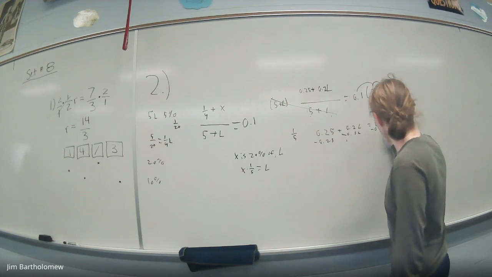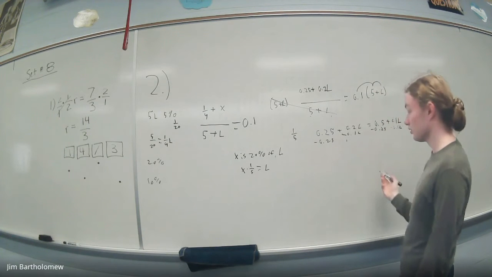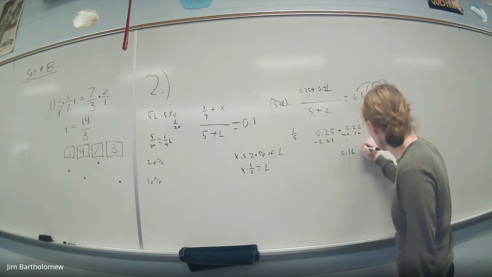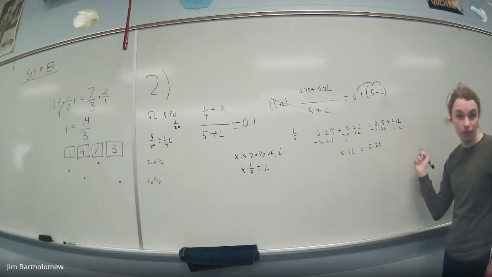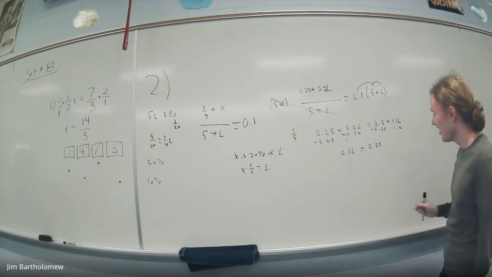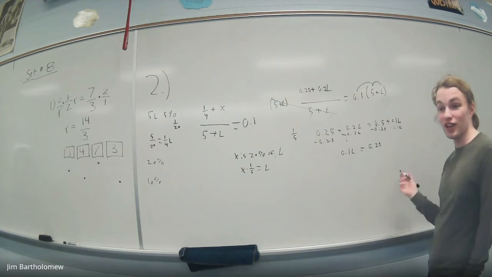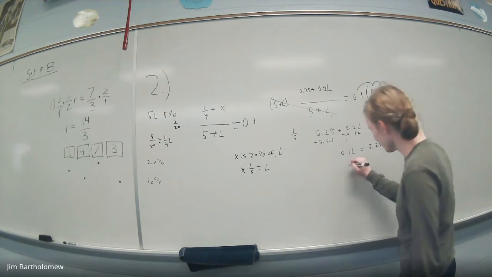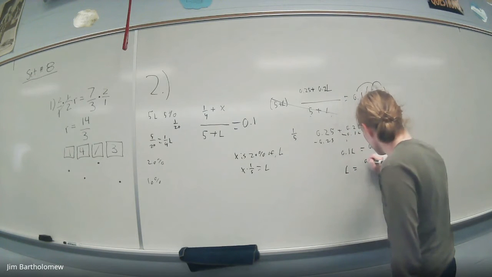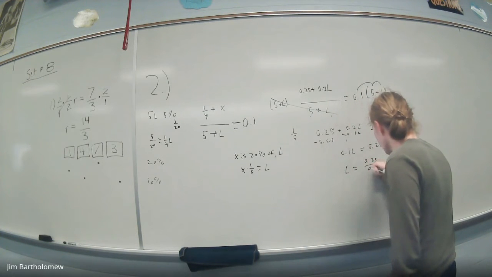And then we subtract 0.25 from this side. You get a total answer, 0.1 L equals 0.25, because 0.5 minus 0.25 is 0.25. So now all we have to do to get our L isolated, which will be our final answer, is divide by 0.1. L equals 0.25 over 0.1.